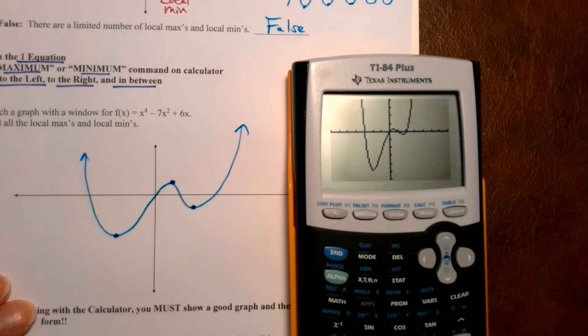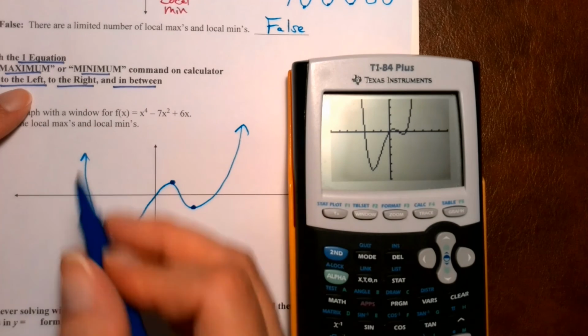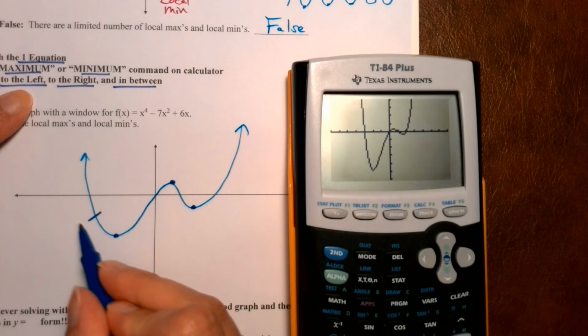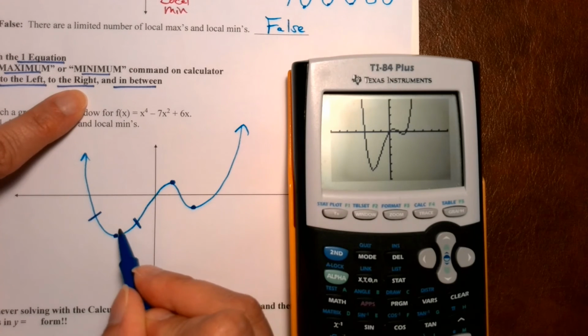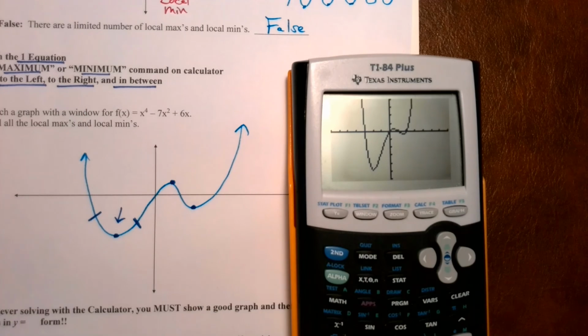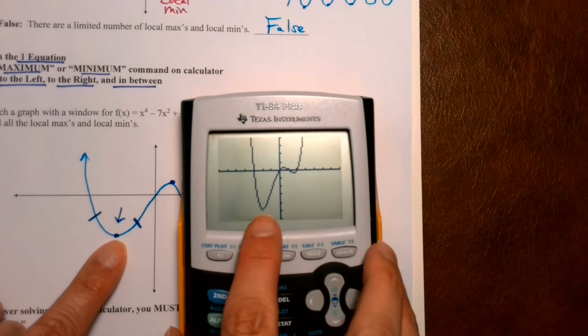Okay, and here's how the calculator works. We're going to click to the left and give it a boundary. Then we click to the right of the minimum. Then you're going to click right there in between. So there are 3 clicks. Let's go for this first one. Let's go for this minimum.